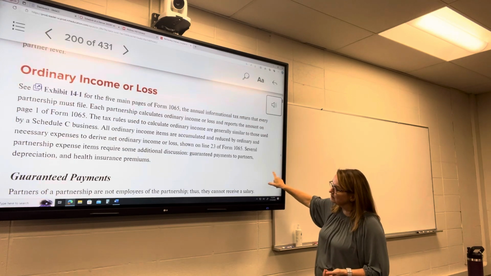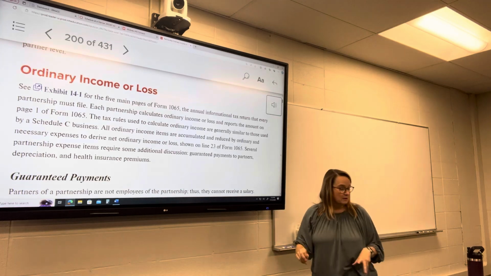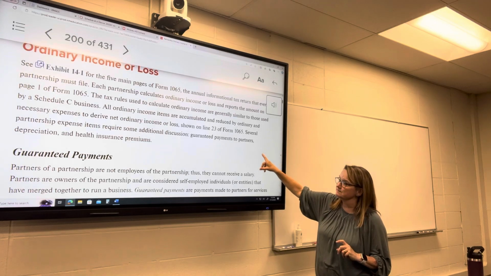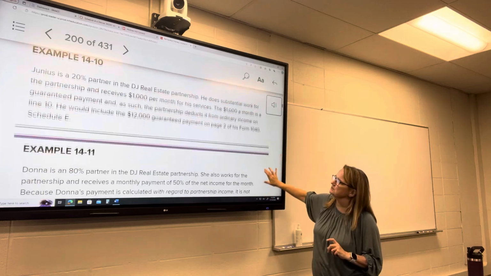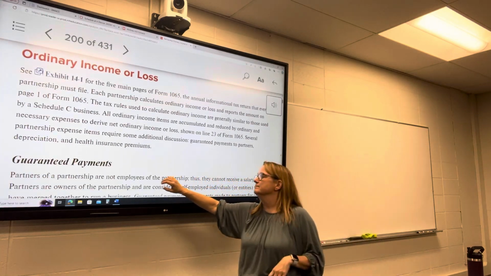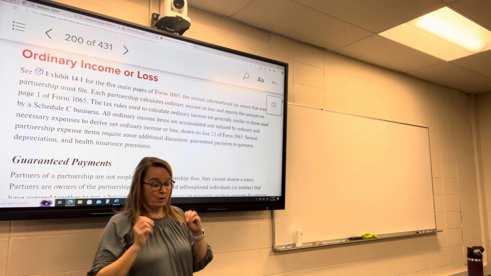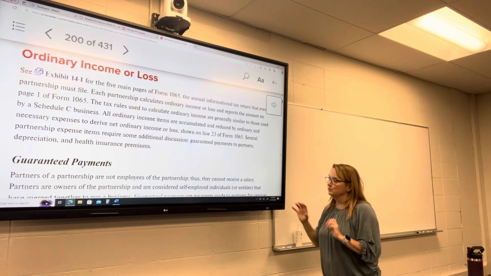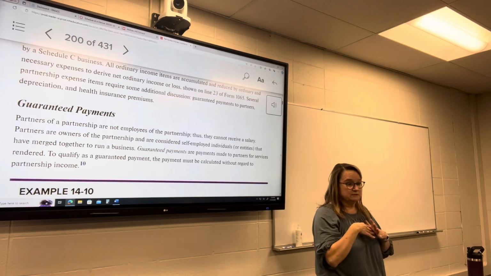There are a couple of items that are unique to partnerships though, that we need to talk about. One is guaranteed payments. I guess they got depreciation. Why are they mentioning depreciation? We'll find out why. I can't think of it off the top of my head. The other is health insurance premiums. Health insurance premiums for partners are treated a little bit differently, and we need to talk about those. So guaranteed payments. Partners do not receive salaries.